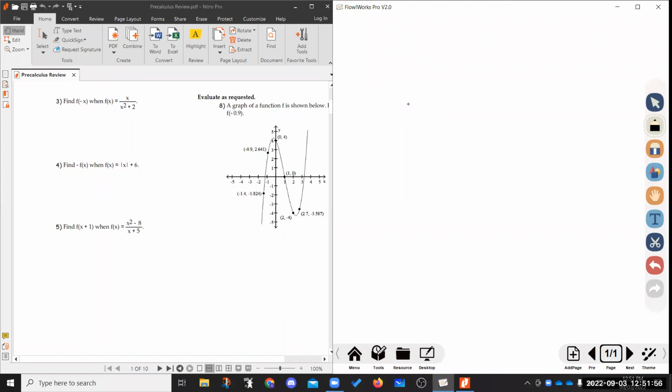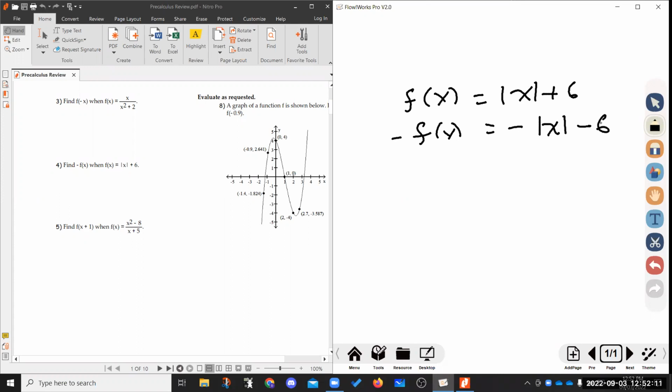Now we're going to take -1 times the original function. So we're just going to change the sign of everything. So -f of x is going to be the negative absolute value of x minus 6. Watch out for the difference between a -x and a negative y. This is the negative y value.